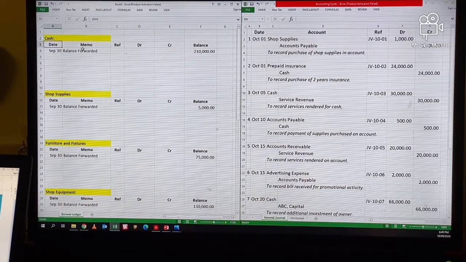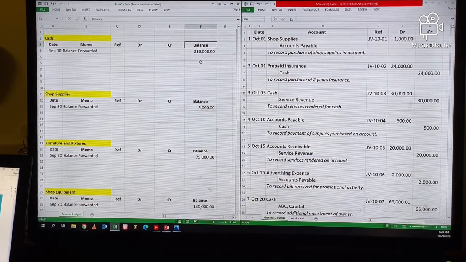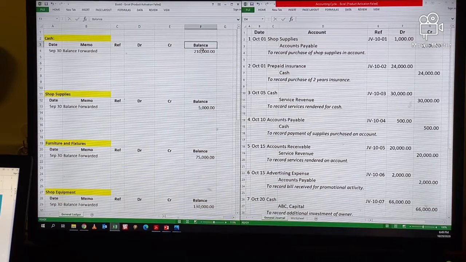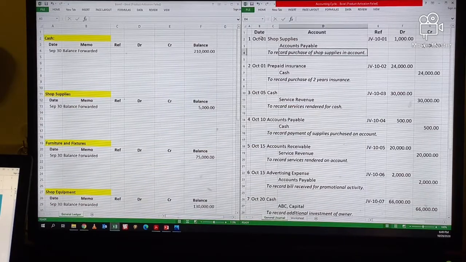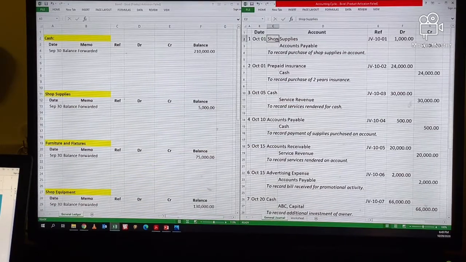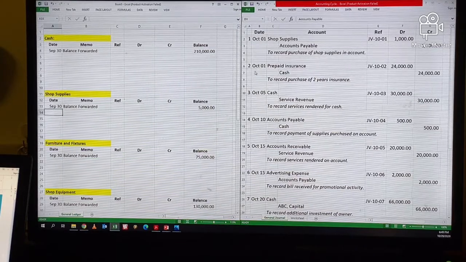You have the date, you have your memo, you have your reference, your debit, your credit, and the balance. That is the third column, the running balance. So, first transaction, let's transfer this. We debited shop supplies and credited accounts payable. So we go to the ledger of shop supplies.